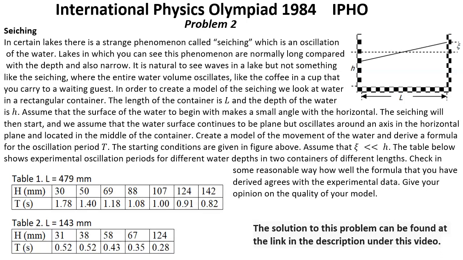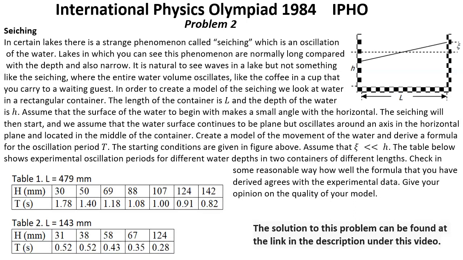Seiching. In certain lakes there is a strange phenomenon called seiching, which is an oscillation of the water. Lakes in which you can see this phenomenon are normally long compared with the depth and also narrow. It is natural to see waves in the lake, but not something like the seiching, where the entire water volume oscillates like the coffee in a cup that you carry to a waiting guest.